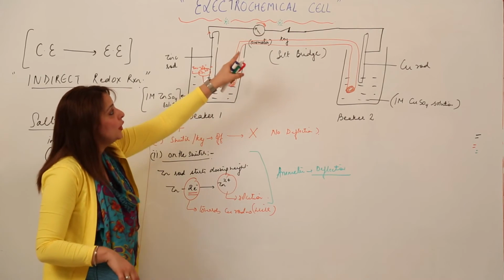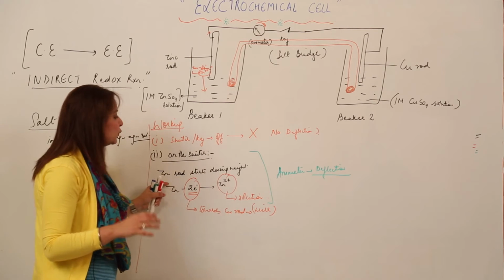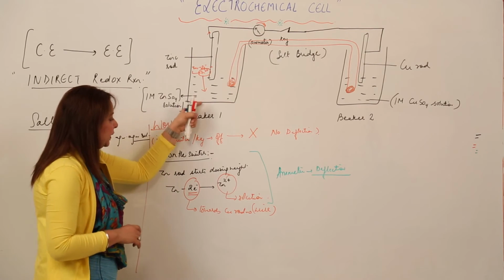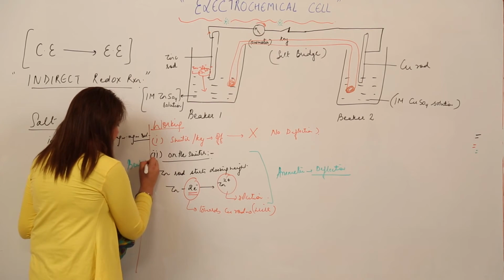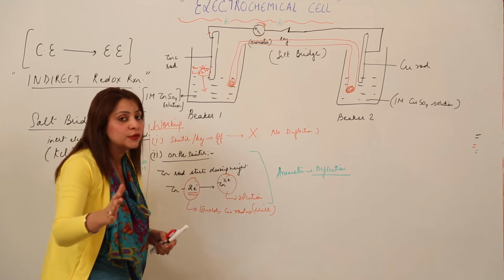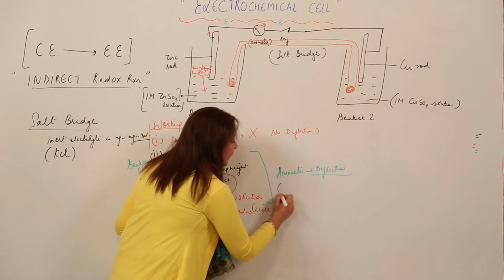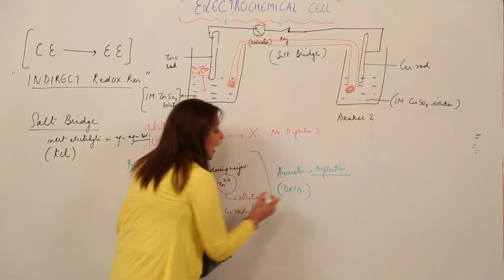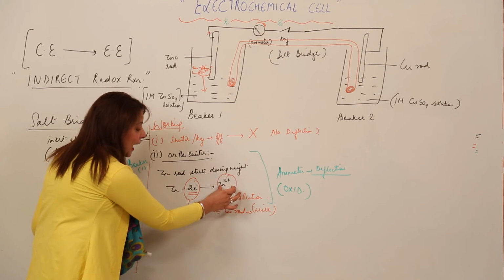But when we switch on, when we make the complete connections, we get to see that in beaker 1, the zinc rod starts losing weight. Why is it losing weight? Because zinc has a tendency to lose electrons. So it is undergoing oxidation and losing electrons. You can see it is losing 2 electrons and forming zinc ions.